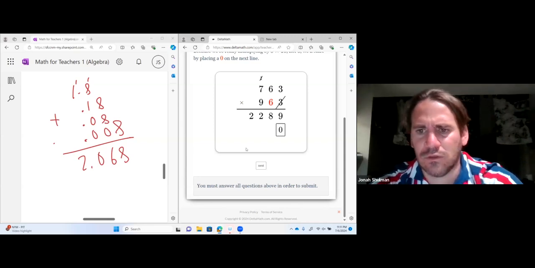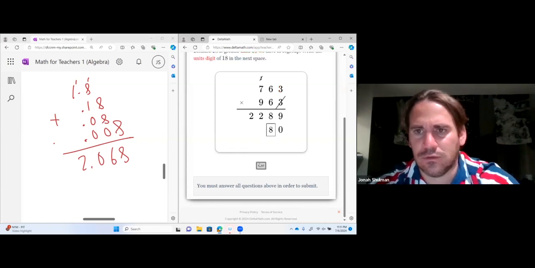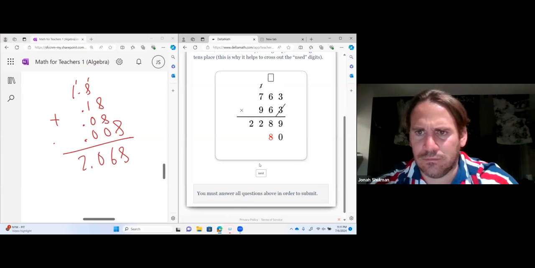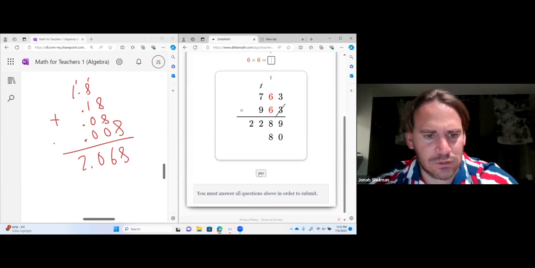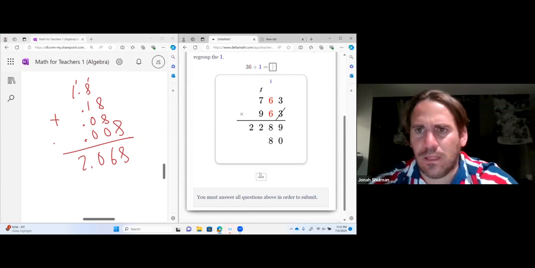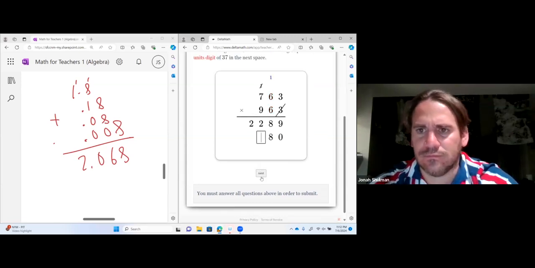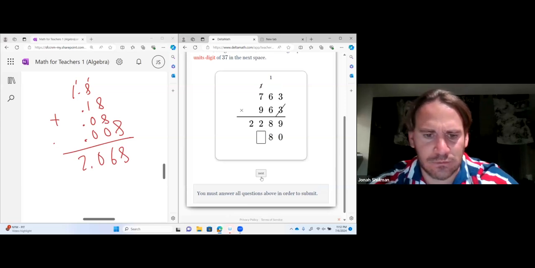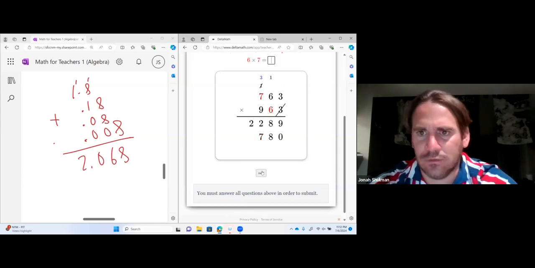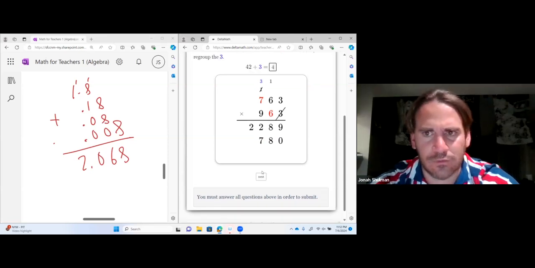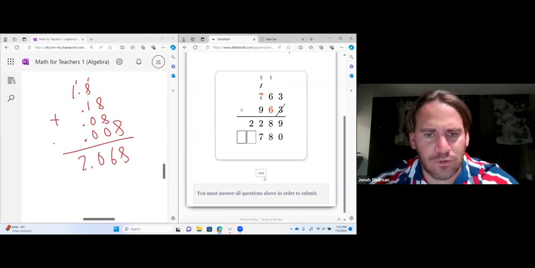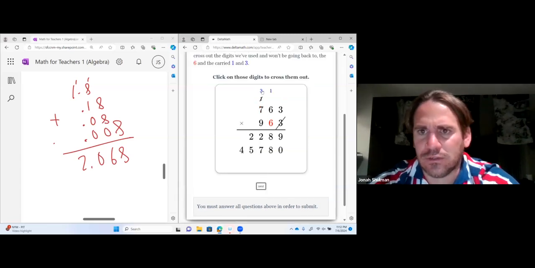So 0, that's 18. There's your 8. That's your 1. 6 times 6 is 36. Plus 1 is 37. So there's your 7. There's your 3. 6 times 7 is 42. Plus 3 is 45. So there's your 45. We got to cross out the 3, cross out the 1, cross out the 6. We don't need them anymore.